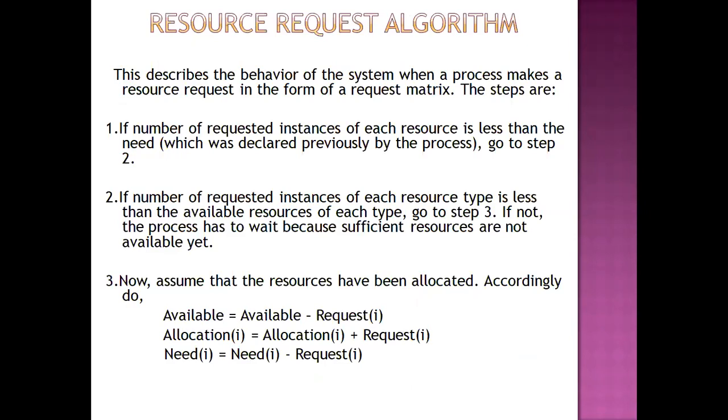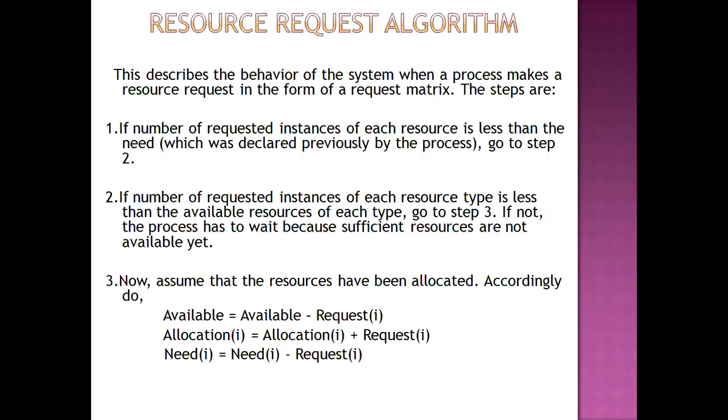Here is the resource request algorithm. This describes the behavior of the system when a process makes a resource request in the form of a request matrix. To follow this, the steps are: first, if the number of requested instances of each resource is less than the need, go to step 2. What is step 2? If the number of requested instances of each resource type is less than the available resources of each type, then go to step 3. And if not, the process has to wait because sufficient resources are not available yet.